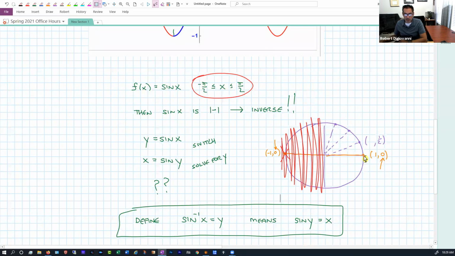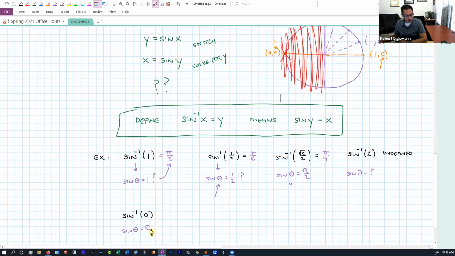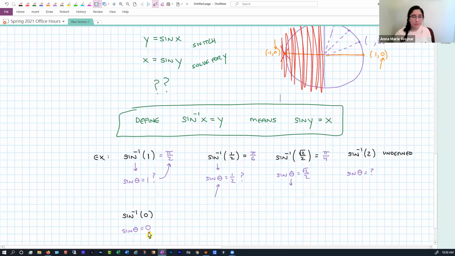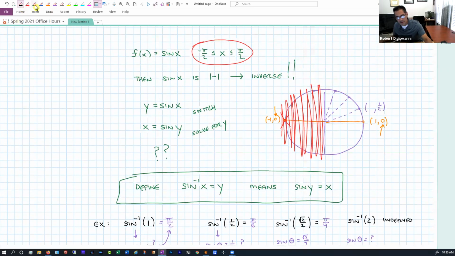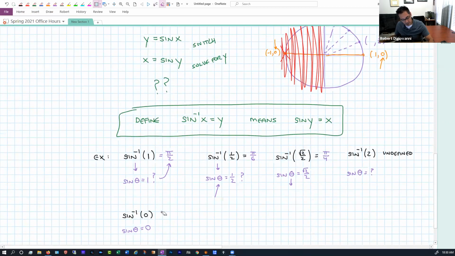And so our answer must be here, what? What angle? 0. 0. It can't be 2 pi. Why can't it be 2 pi? 2 pi means that you go all the way around into here, which means you've gone through the second and third quadrants. Your angle is bigger than 90 degrees. You can't do that. So the only answer it could be would be 0. Are there questions? This is where things start to get a little weird.